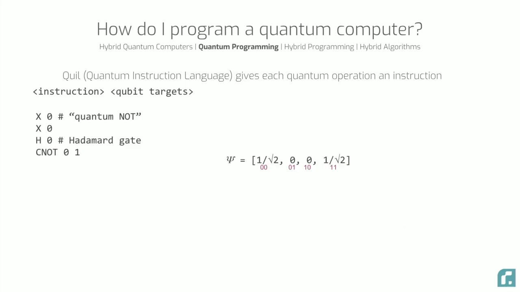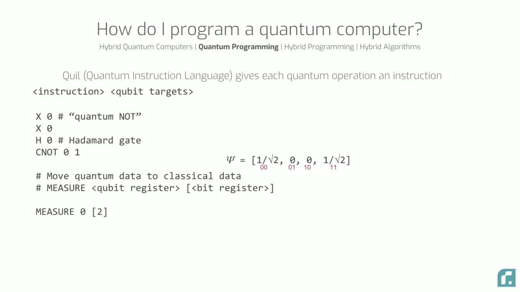So there's other kinds of operations you can do. In addition to just operating on the quantum data itself, you need to get the data back out. So how do we move quantum data back into classical data? In Quill, this is represented by a measure instruction. You pass in some quantum register, and then you have some classical bit register. Remember, the model is we've got some list of quantum bits and then some list of regular bits.